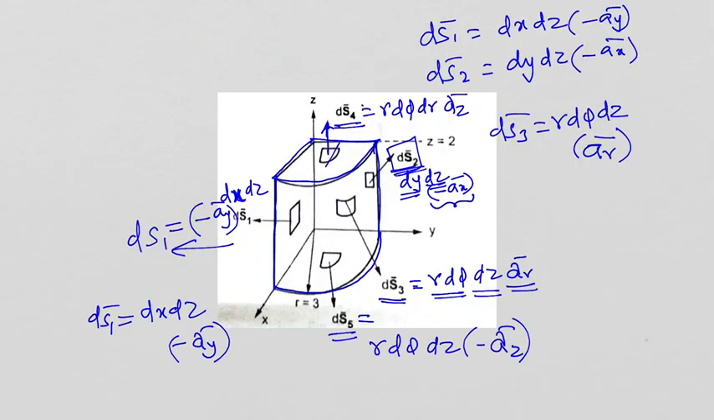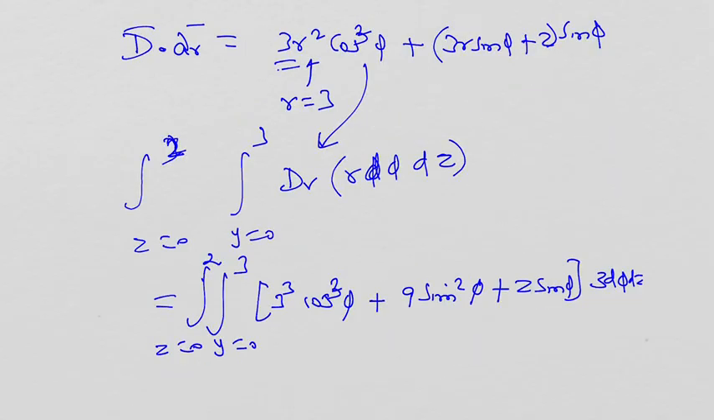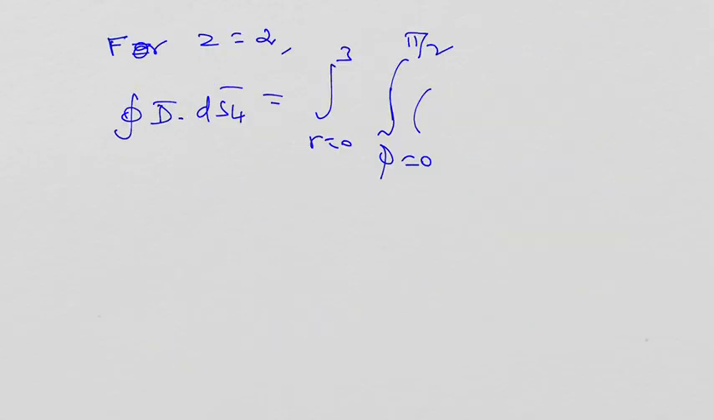Can you identify where is the fourth surface? The fourth surface is at the topmost part of the cylinder, which is cut by z is equal to 2. So you will automatically find out this expression will become r is equal to 0 to 3, which is the radius, whereas phi, the curve, will be limited by 0 to pi by 2, right? So automatically this expression becomes D dot dS4, which is equal to (3z minus x) multiplied by r d phi dr.